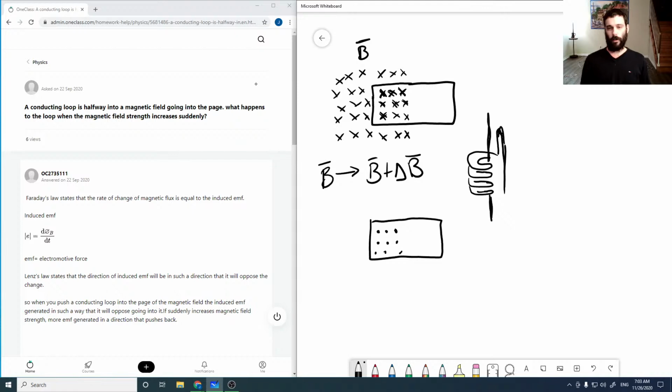Right? It's circular, so that means that out here it's going to be into the page, which is not going to oppose the change in the B field, but in here it's going to be much more concentrated, so that's what matters. That's where the net opposition is going to happen.